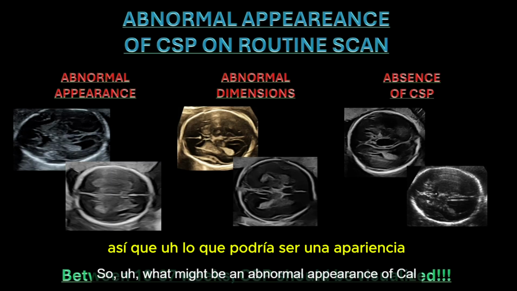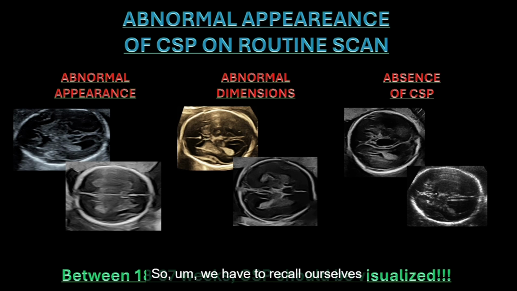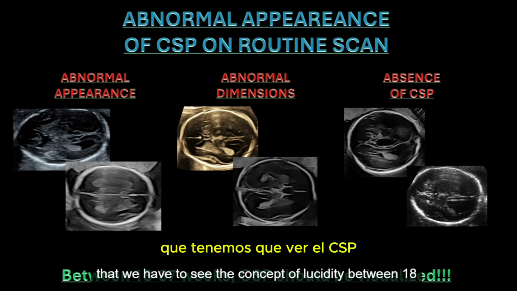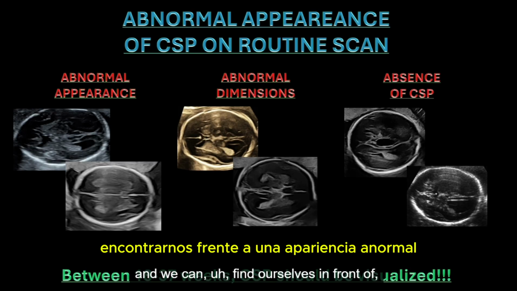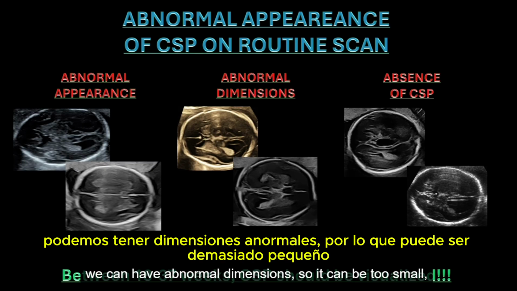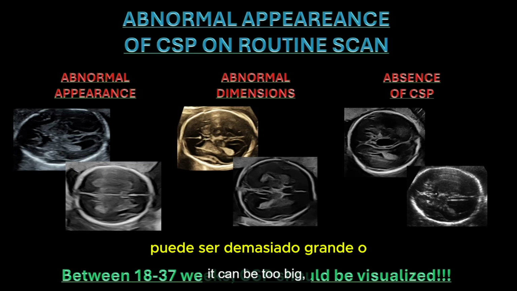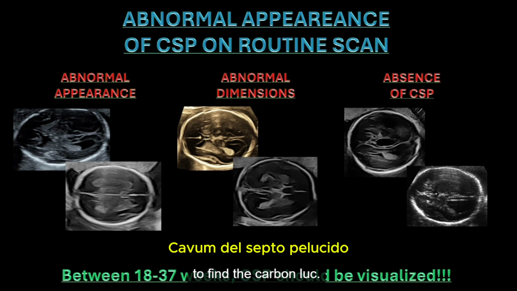So, what might be an abnormal appearance of the cavum septum pellucidi on a routine scan? We have to remind ourselves that we have to see the cavum septum pellucidum between 18 and 37 weeks, and we can find ourselves in front of an abnormal appearance. As you can see in some images, we can have abnormal dimensions, so it can be too small, it can be too big, or we can have a situation where we are really not able to find the cavum septum pellucidum.